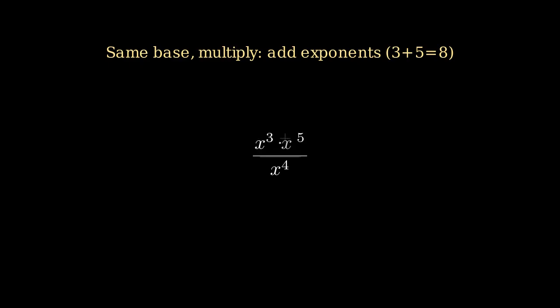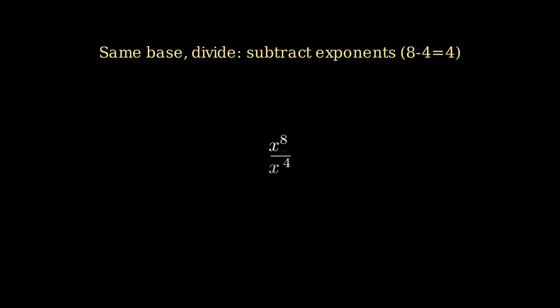Worked example 1. Simplify (x cubed times x to the 5) divided by x to the 4. First, combine the numerator. Since the bases are the same and we are multiplying, we add the exponents. 3 plus 5 equals 8, so x cubed times x to the 5 equals x to the 8. Now the expression is x to the 8 divided by x to the 4. Since we are dividing same base powers, we subtract the exponents. 8 minus 4 equals 4, so the answer is x to the 4.